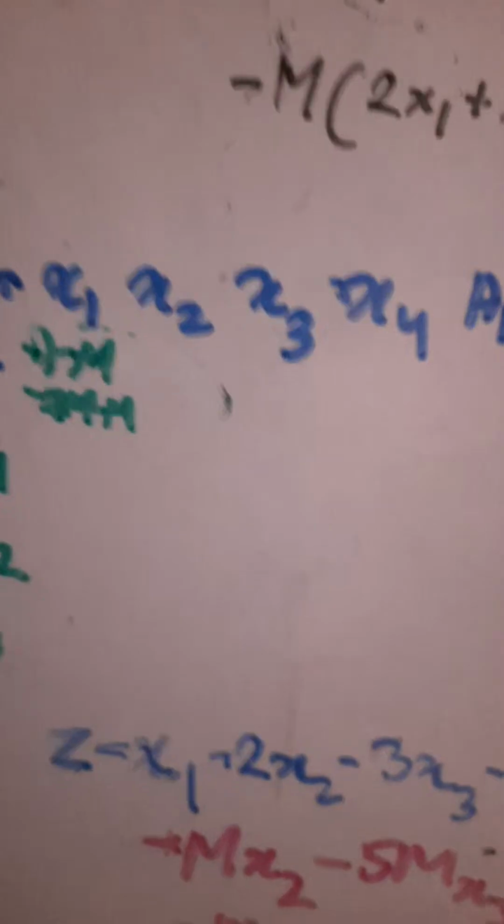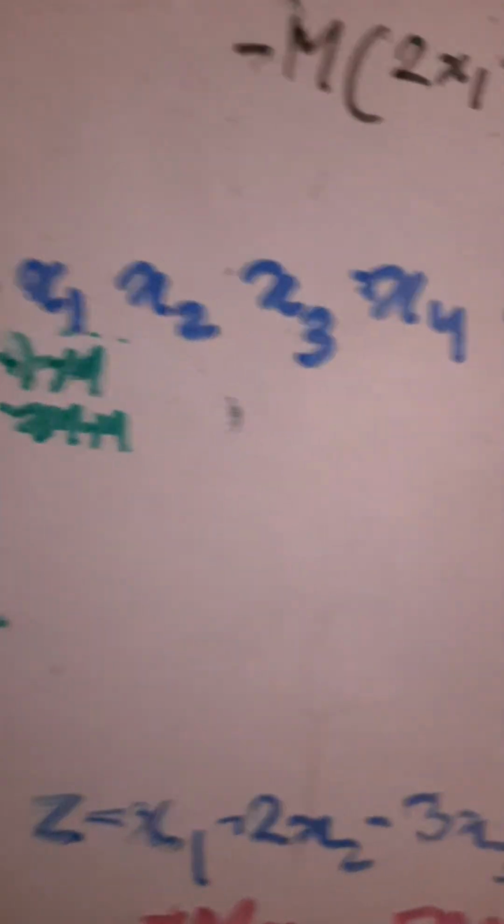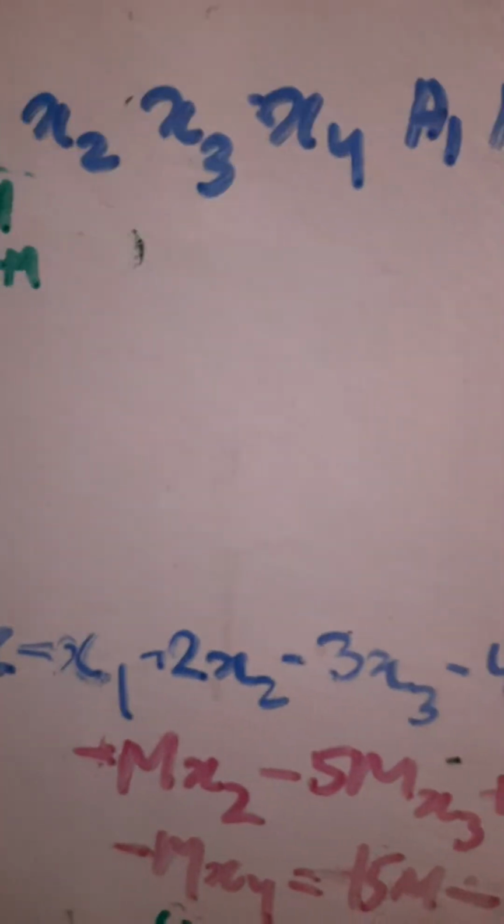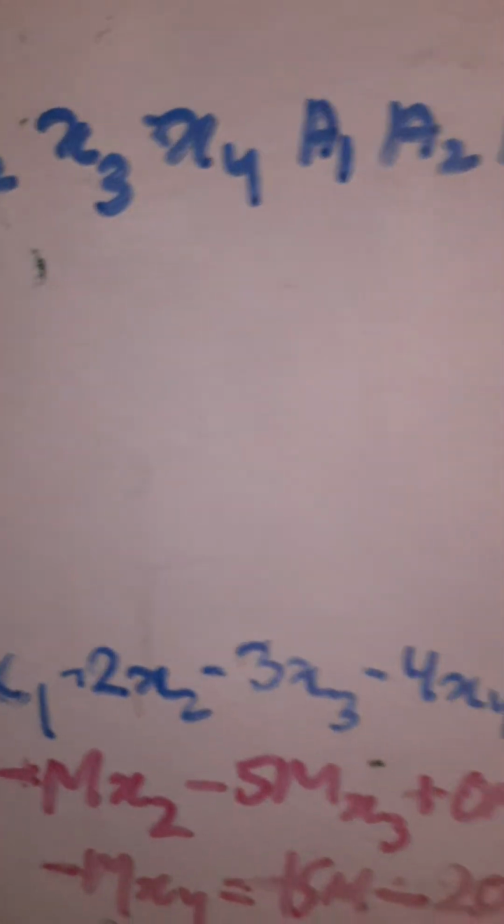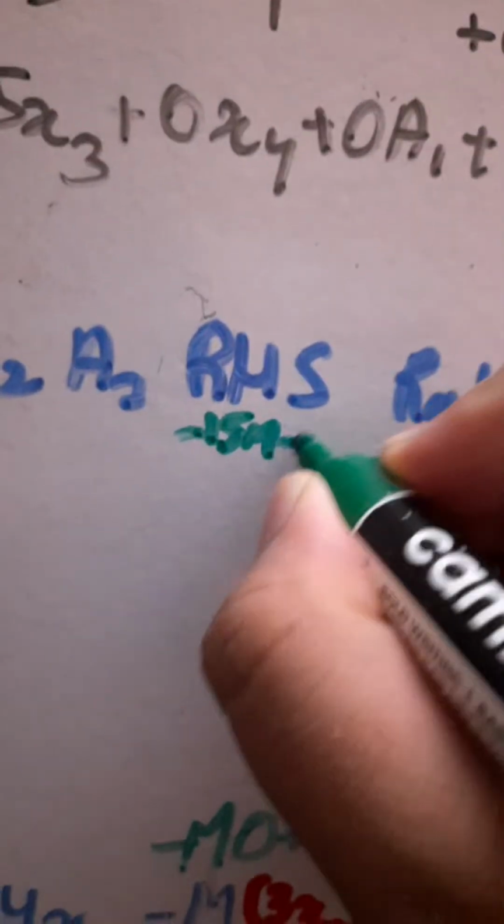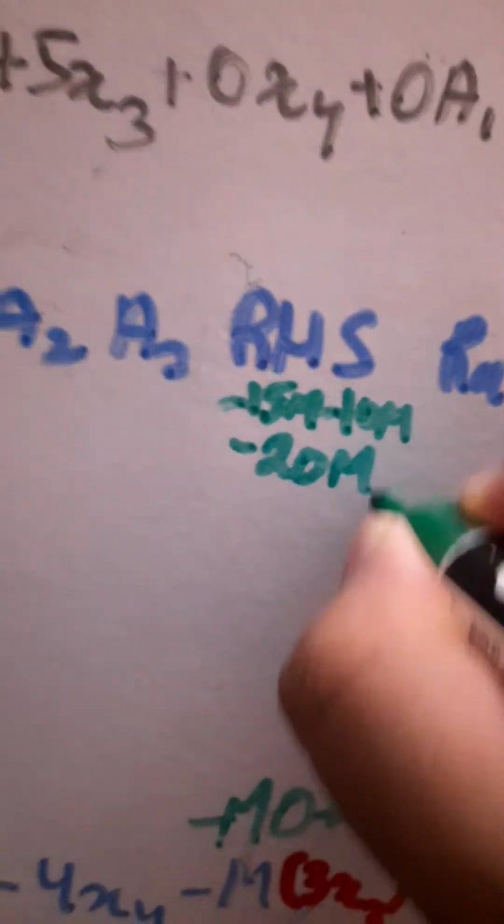Now, by the way, RHS is 15m. Wait a second, why? Minus 15m it should be. Yes, minus 15m. Let me write it. Minus 15m, minus 10m, minus 20m. Simple. Not simple, but yeah. This is how it is.